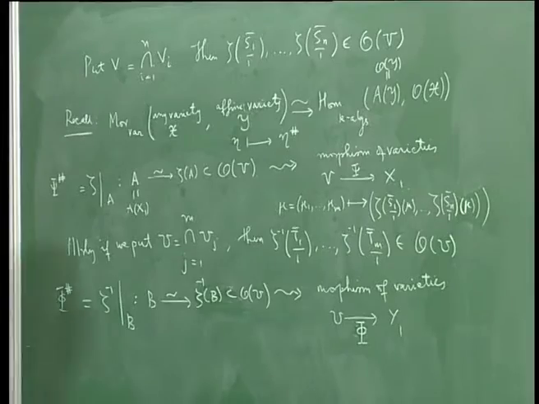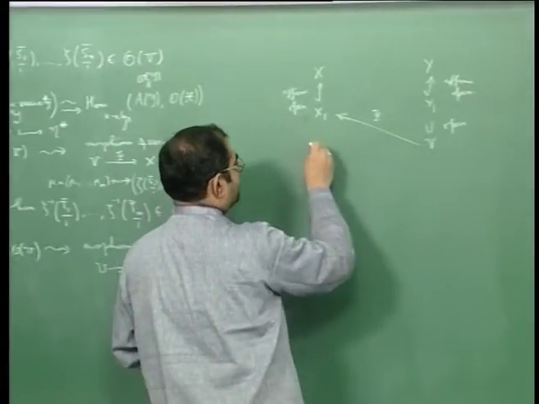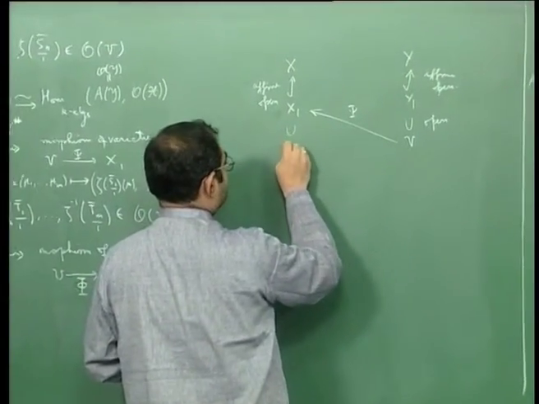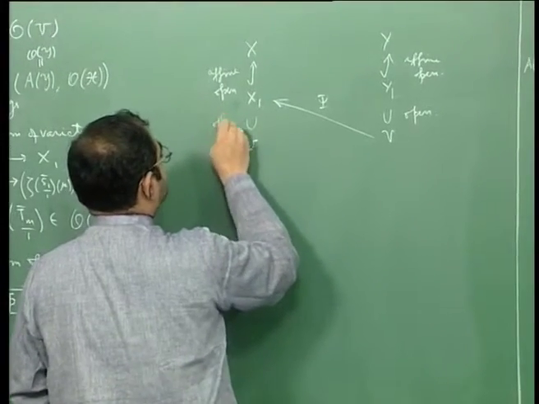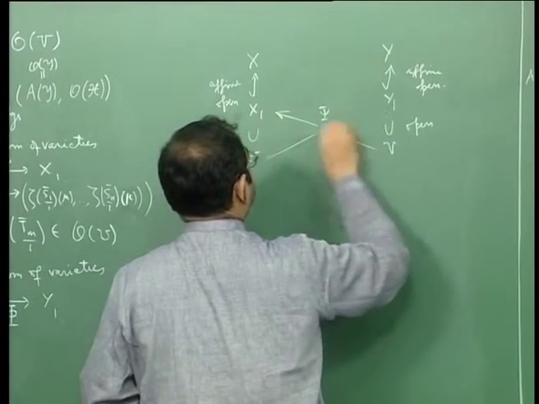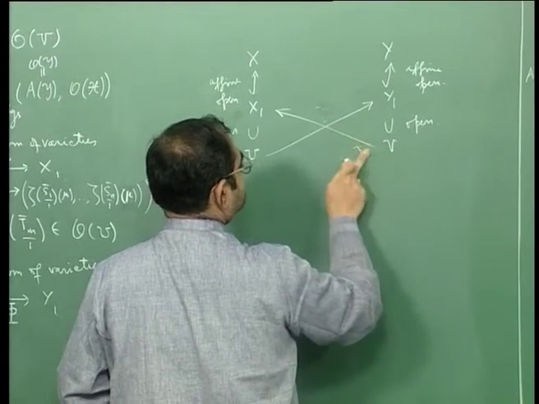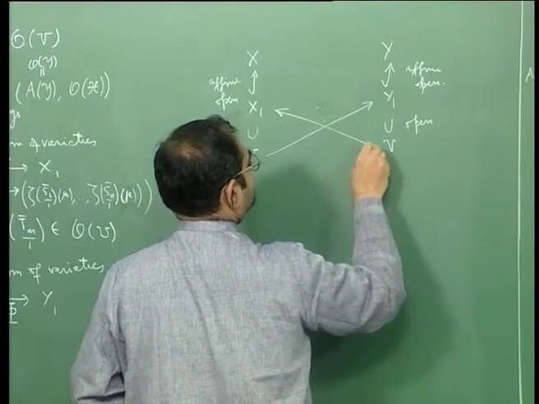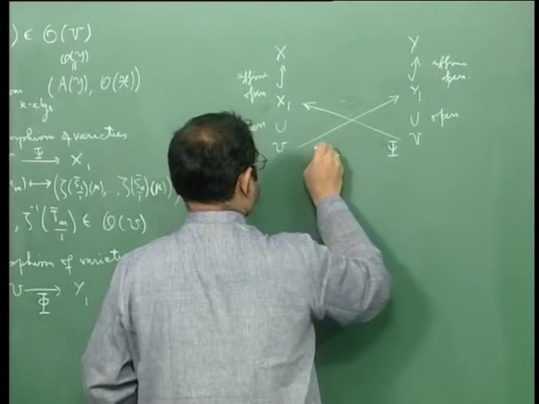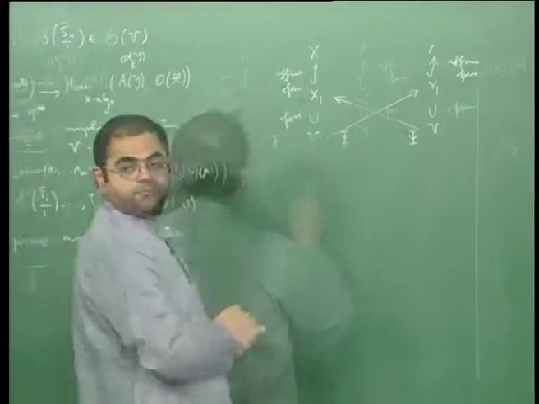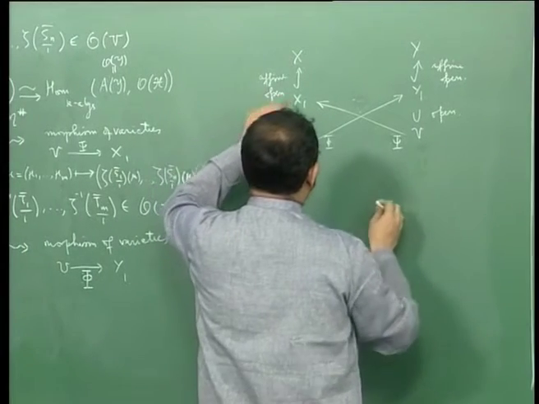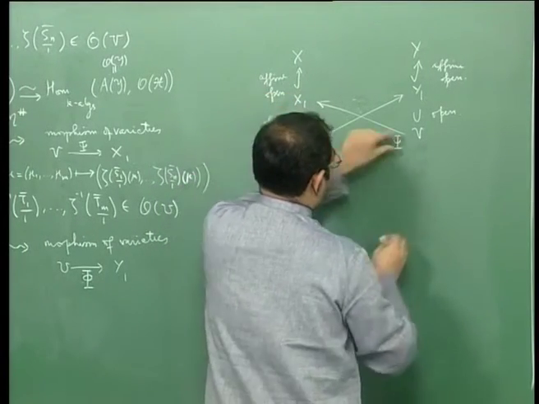So this means that we have got one like this. So you have U open inside X1, and if this is psi, then this is phi, okay. So U is here, and I have used some of this, so I have psi inverse of U.